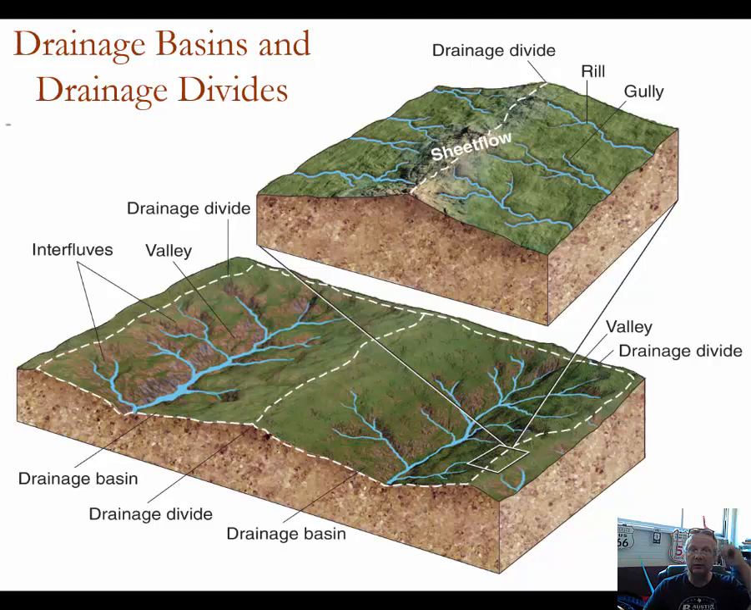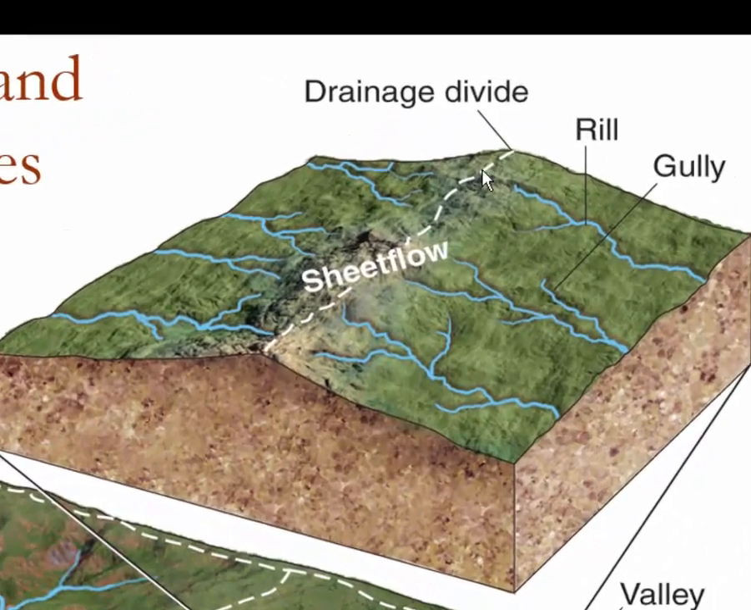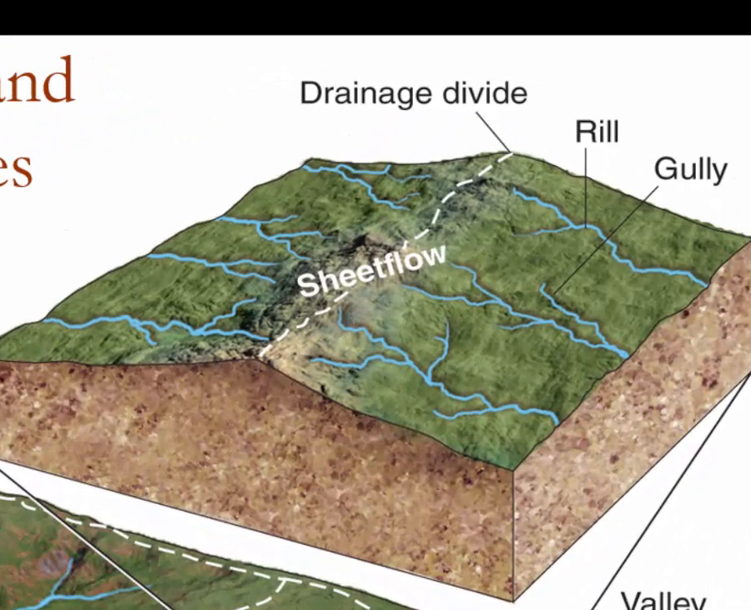Some vocabulary associated with this graphic. We have up here in the upper part a drainage divide, which is essentially just a boundary between where rivers in one direction flow over another one. Sheet flow is what water that is flowing over ground but not channelized is called. They start with rills, turn into gullies, and eventually the water that's in a gully, if it does have water, becomes some kind of a stream.